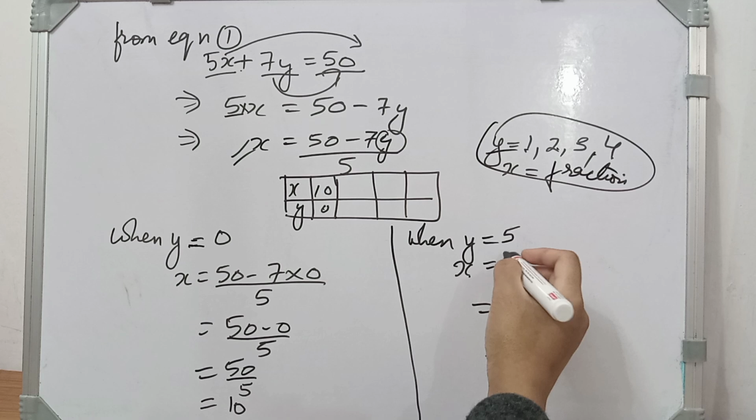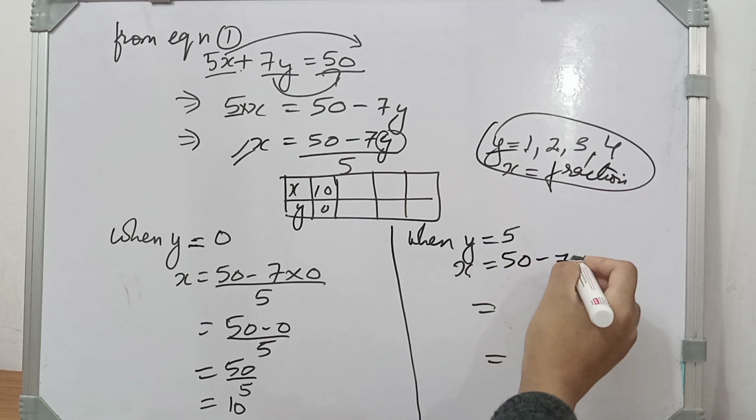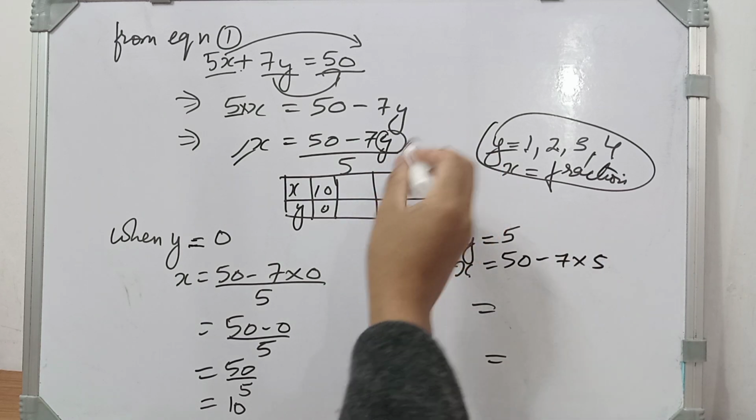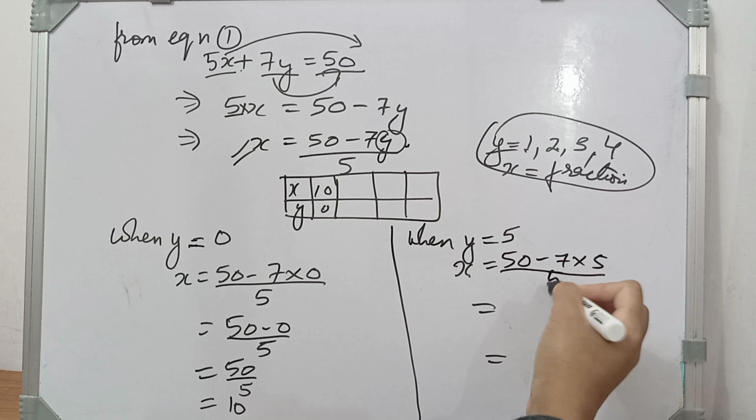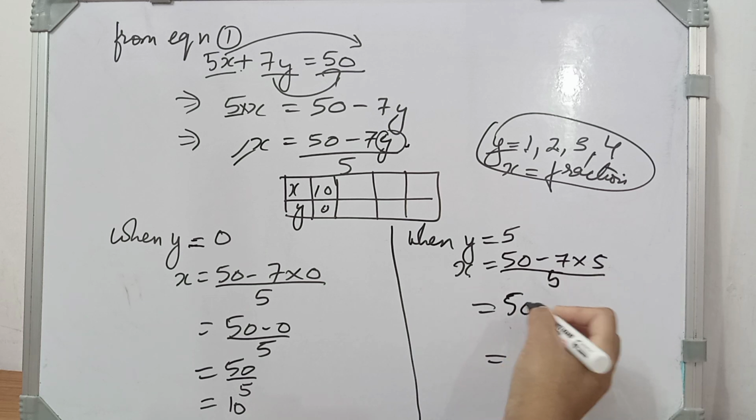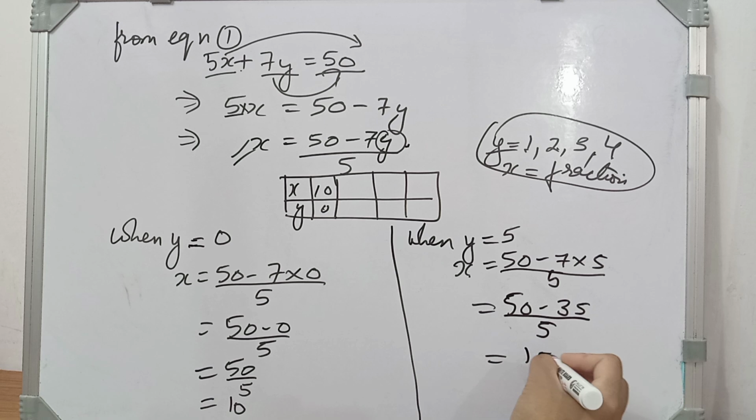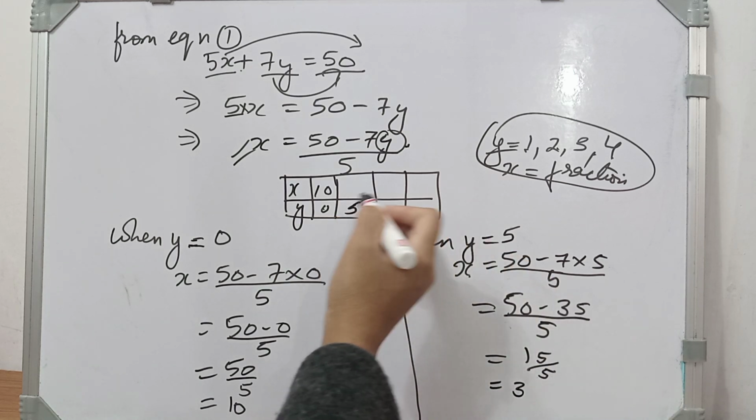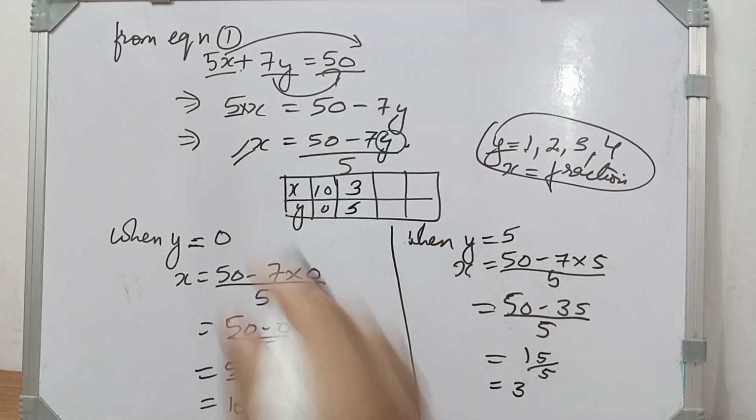x is equal to 50 minus 7 into 5 divided by 5, which is 50 minus 35 divided by 5. 50 minus 35 is 15, divided by 5 is 3. So when y is equal to 5, x is equal to 3.